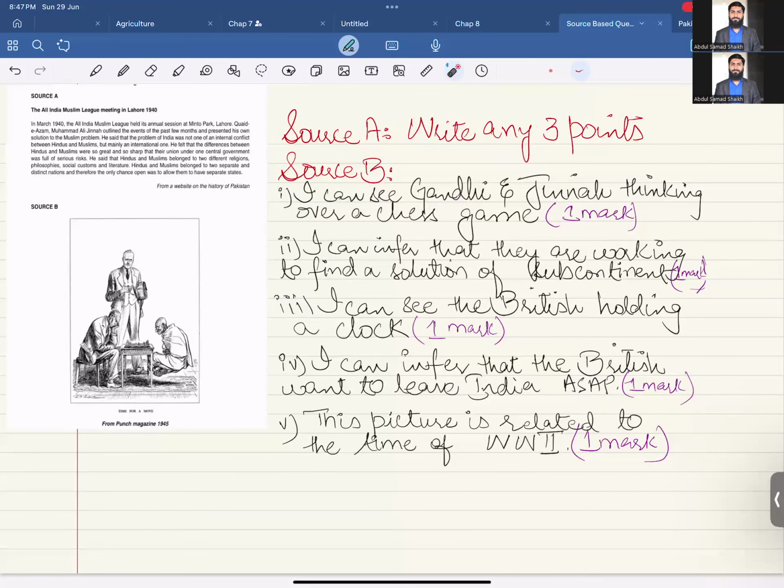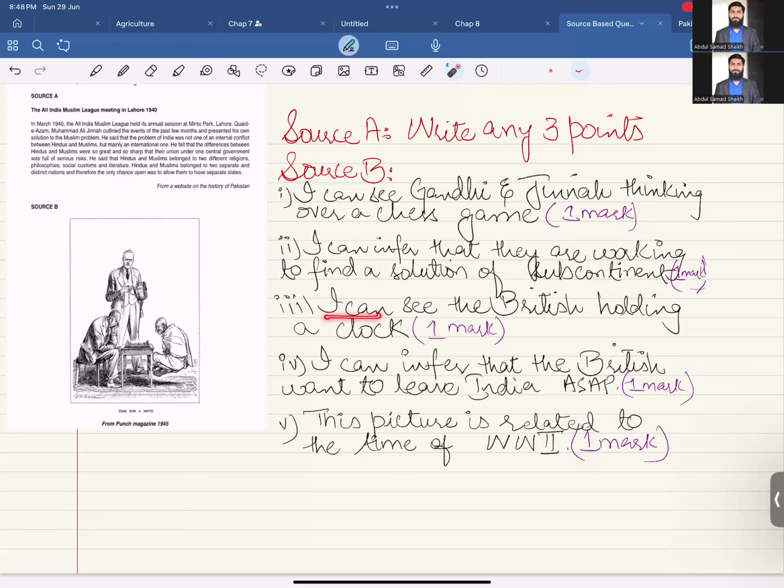Now we are required to connect it to the inferencing. That is, what can be concluded from this, or what can be understood from this. I can infer that they are working to find a solution for the subcontinent. Subcontinent means India. So this is going to be another 1 mark because both of them were constantly making efforts to find a solution for India. Because Jinnah was representing Muslims, Jinnah's idea was that some solution should emerge for the Muslims. Gandhi was representing the Hindus, so Gandhi's idea was that all the problems of the Hindus should get resolved. So this work was being done for that.